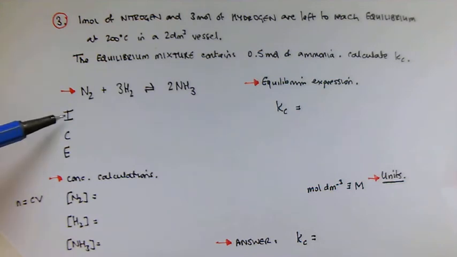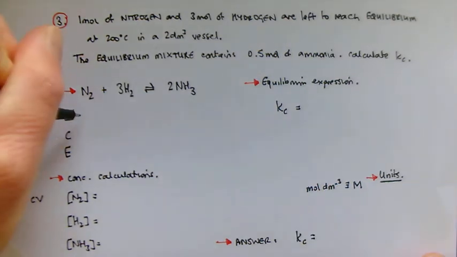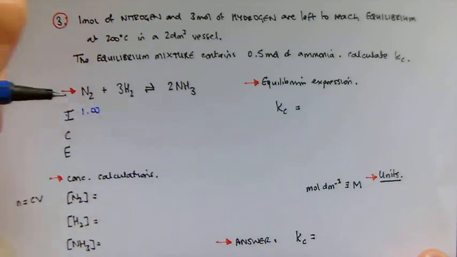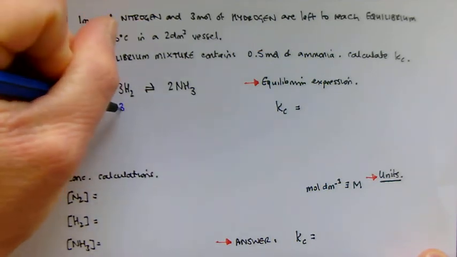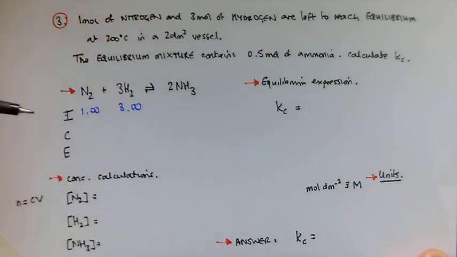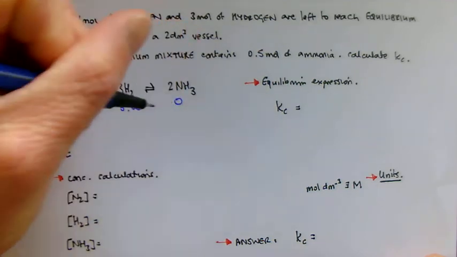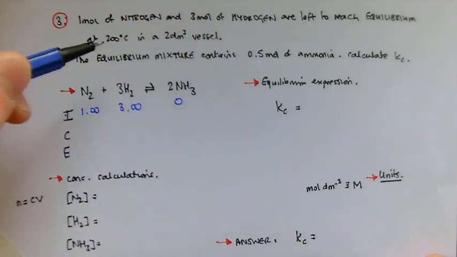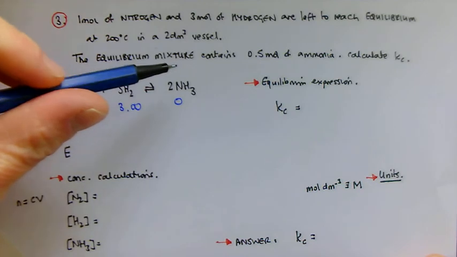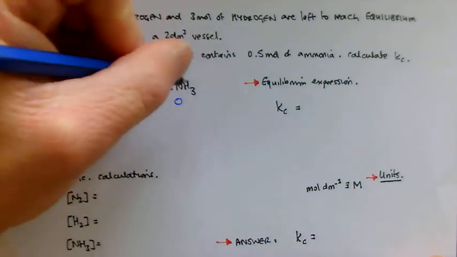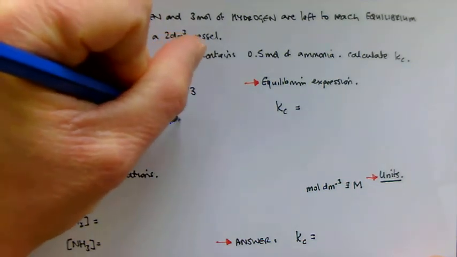I'm going to talk you through the ICE method. So that is the initial, the change, and the equilibrium. So to begin with, you have 1 mole of nitrogen and 3 moles of hydrogen and no ammonia. And it says that the equilibrium mixture contains half a mole of ammonia. So that has gone up by 0.5.